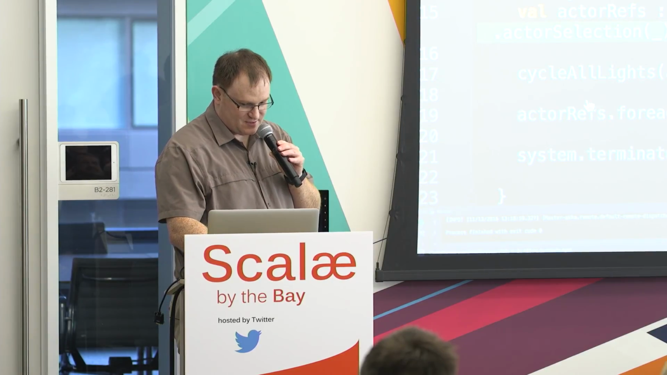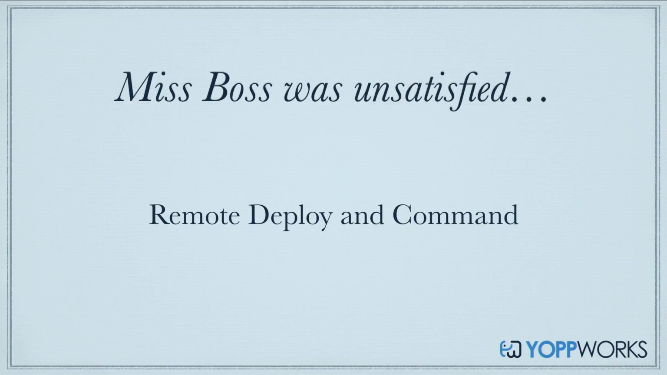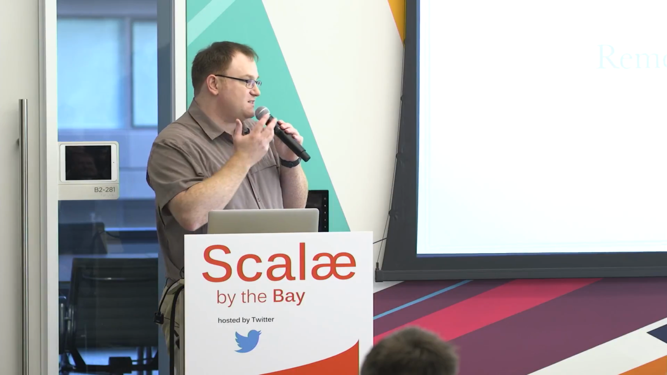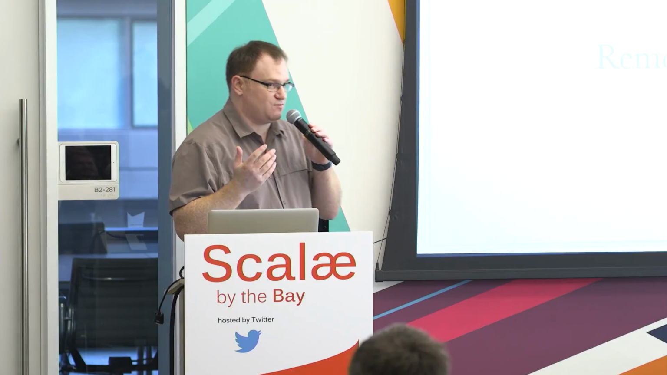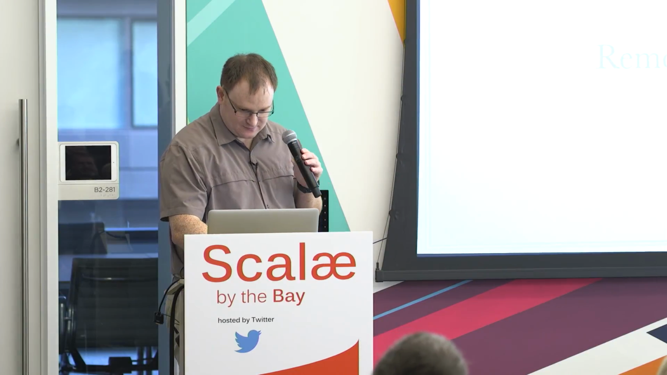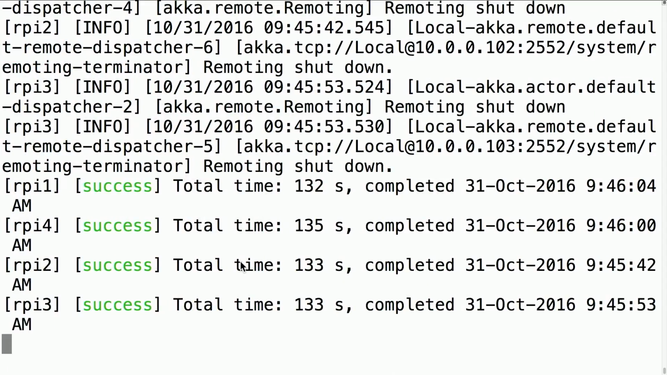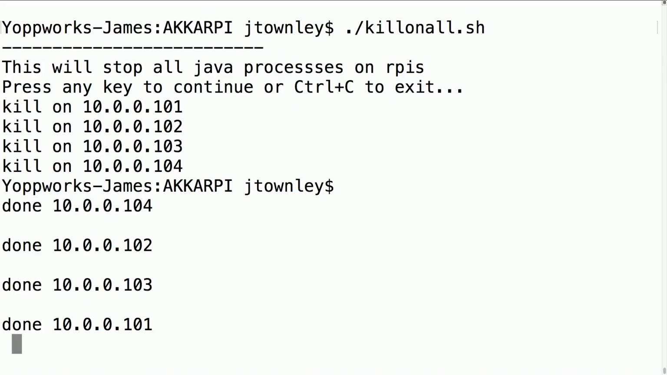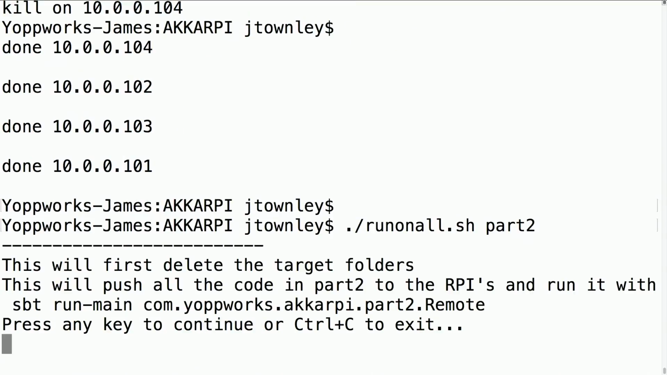So back to our storybook here. Ms. Boss was really unsatisfied with the work that all of these Raspberry Pis were doing. And she decided that she didn't want to necessarily tell them what to do, but she also wanted to tell them how to do it. Which brings us to our next remote example. So I'm going to kill everything again, because it's nice just to make sure everything's cleaned up. And I'm going to start pushing this out, and then we'll have a look through the code.